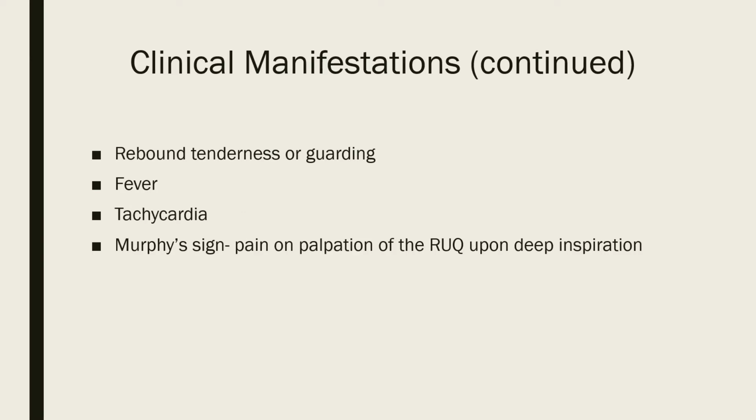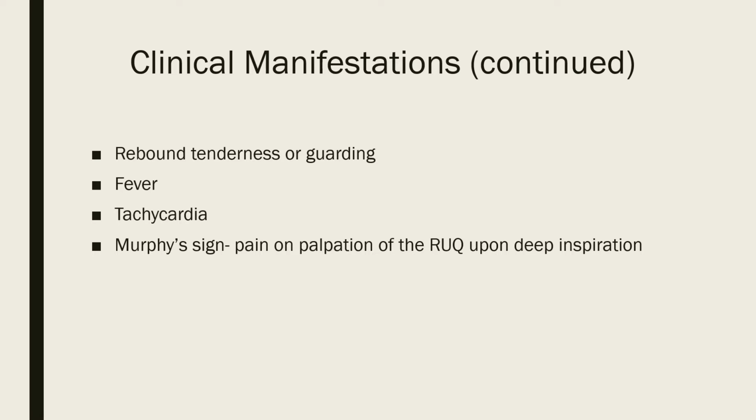There may be rebound tenderness or guarding. Your patient may have a fever. Because of the fever, they may have tachycardia. They may also be positive for Murphy's sign. Murphy's sign is pain on palpation of the right upper quadrant upon deep inspiration.